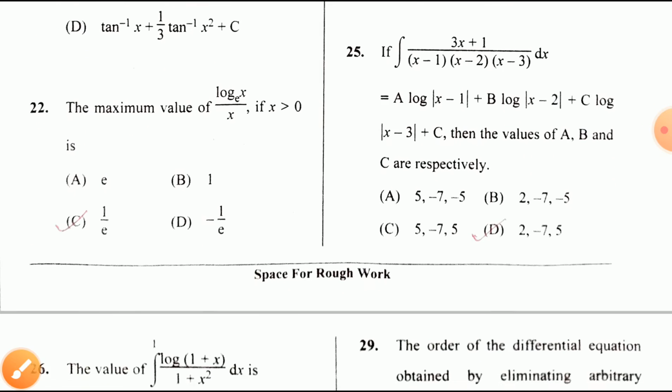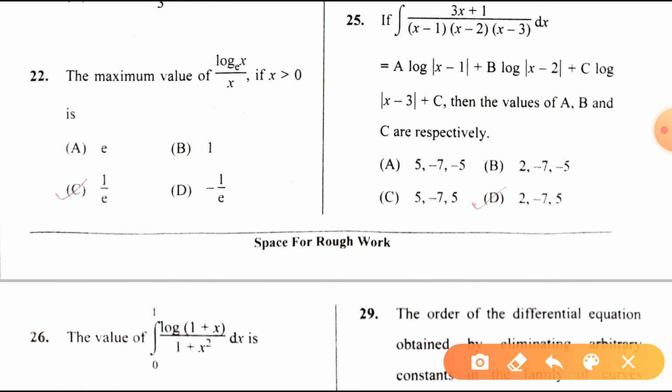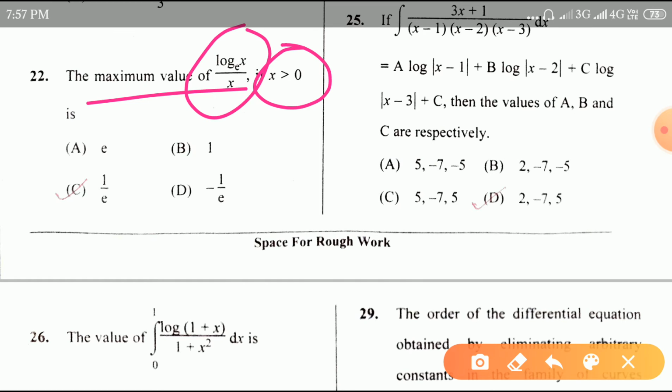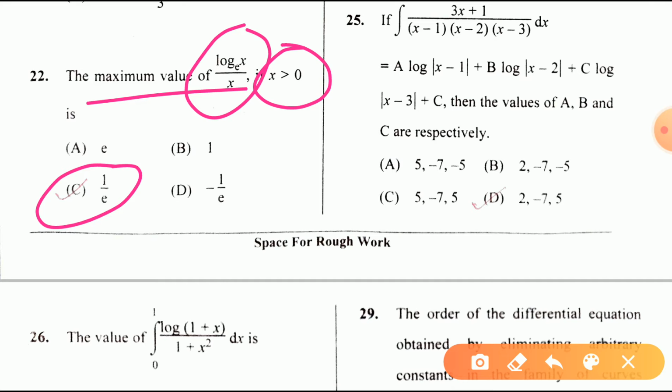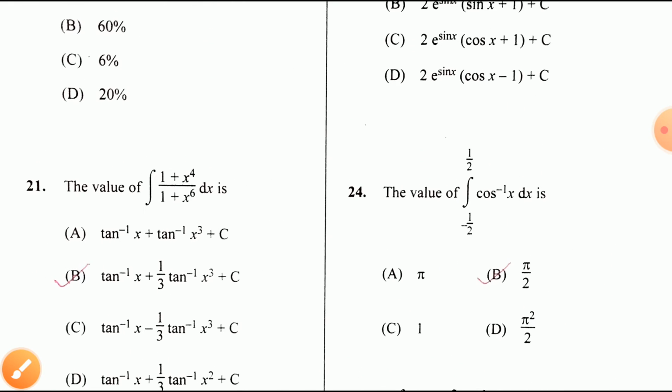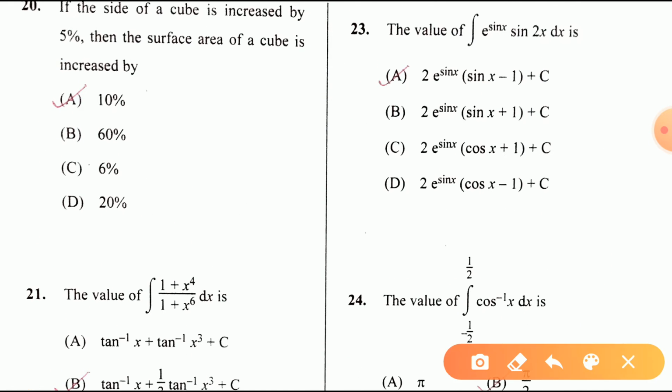Okay, next, question number 22. The maximum value of log x to the base e divided by x if x is greater than 0 is 1 by e. Next, move on to question number 23. The value of the integral of e raised to sin x into sin 2x into dx is times e raised to sin x into sin x minus 1 plus c. The right choice of this question is A.